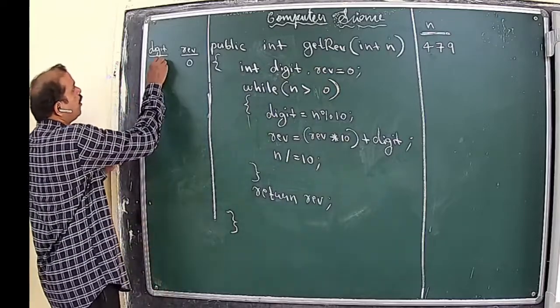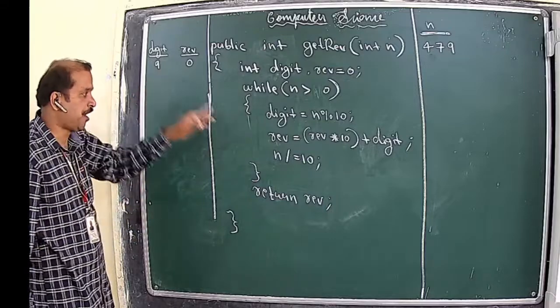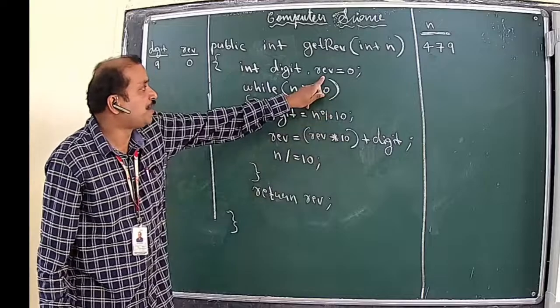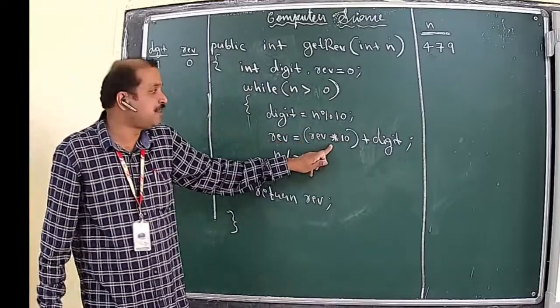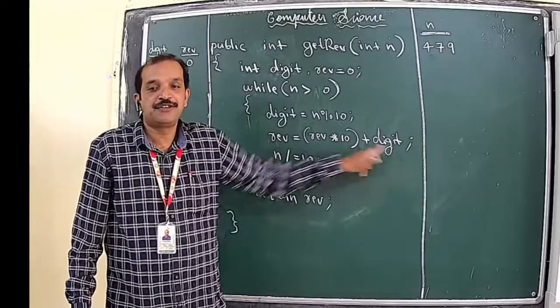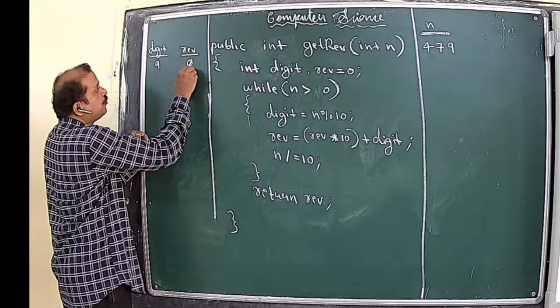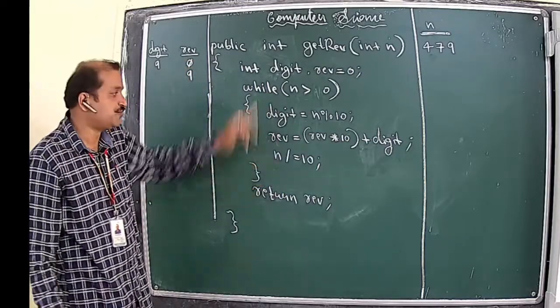Digit equal to n modulus 10, 479 modulus 10. So definitely the value of digit is going to be 9. And now reverse equal to reverse into 10. The initial value of reverse is 0, 0 into 10, again 0 itself, plus digit. So 0 plus 9. That is, the value of reverse is going to be 9 here, in the first iteration.